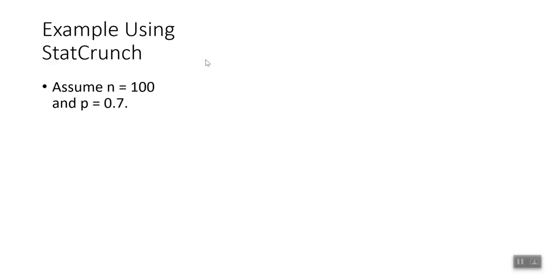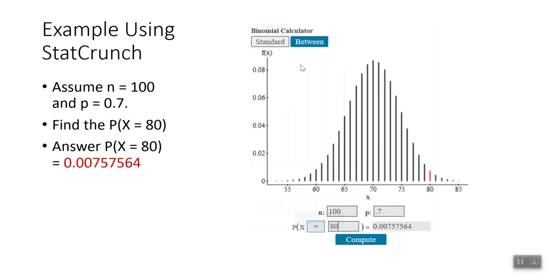So let's assume n is equal to 100 and p is 0.7. Find the probability of exactly 80 successes. So we can set this up by letting n equal 100, p is 0.7, and I set my inequality to equals 80, and it will give me the answer I'm looking for. Make sure you know how to do this using a calculator for smaller values of n, p, and x, because you will not have access to StatCrunch for your exams.